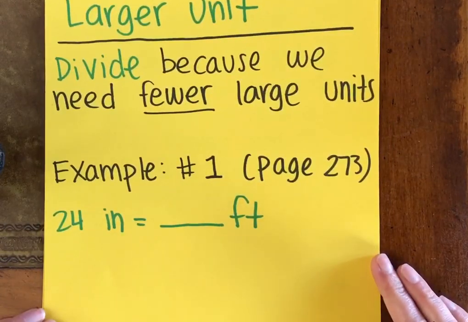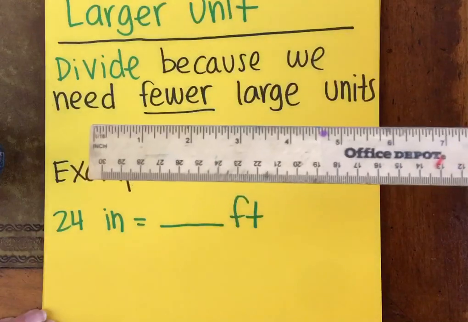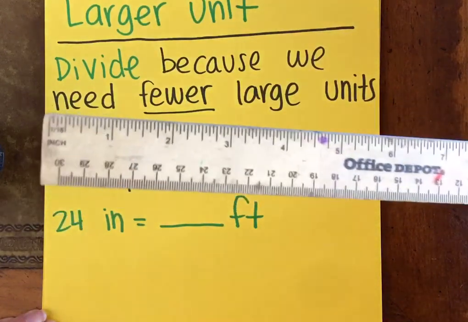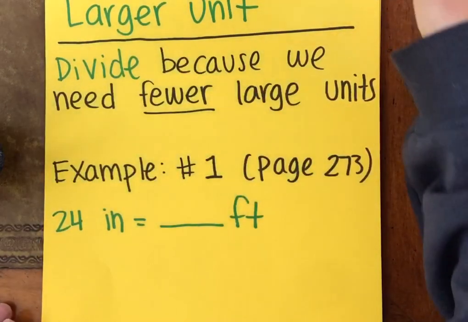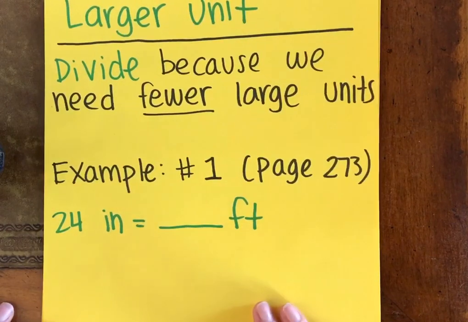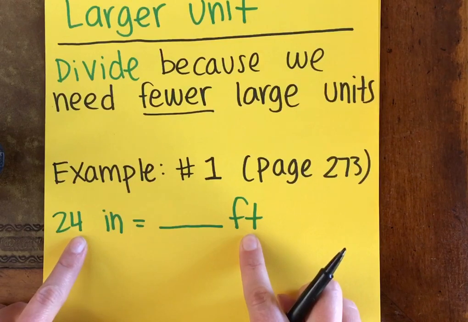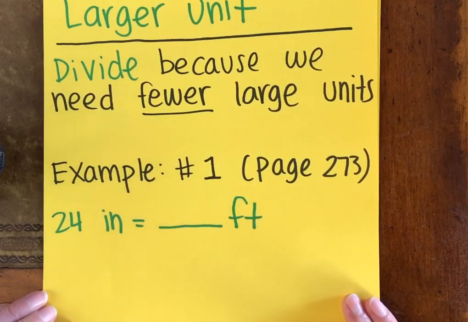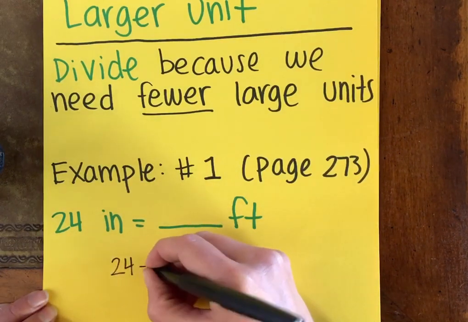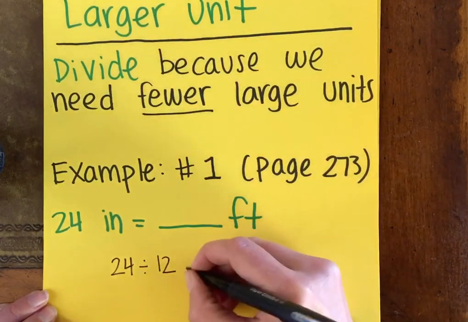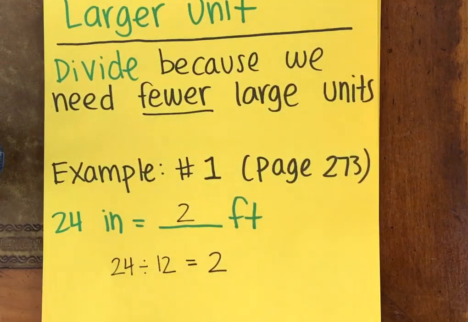Okay, but say I want to convert to a larger unit. Well, I'm going to divide because I would need fewer of those large units. So for example, if I had 12 inches and I wanted to figure out how many feet that was, I would divide by 12 because I just would have 1 foot with my 12 inches. Here's another example. This is example problem number 1. On page 273, how many feet are in 24 inches? Well, I know that there are 12 inches in 1 foot, so I'm going to divide 24 by 12, and that will show me that there are 2 feet in 24 inches.